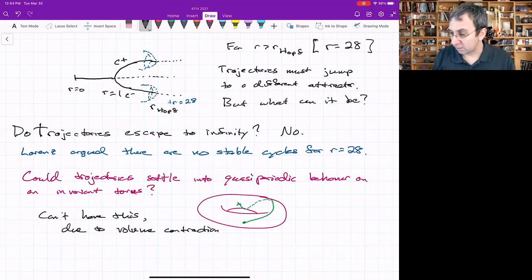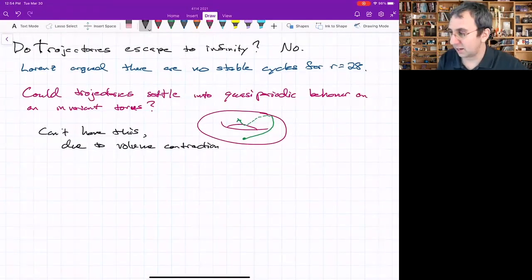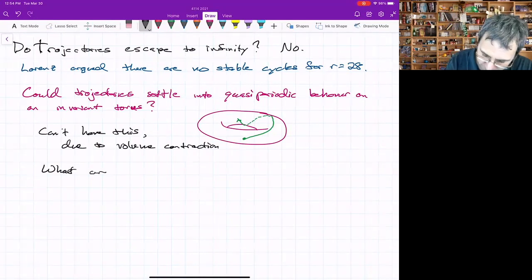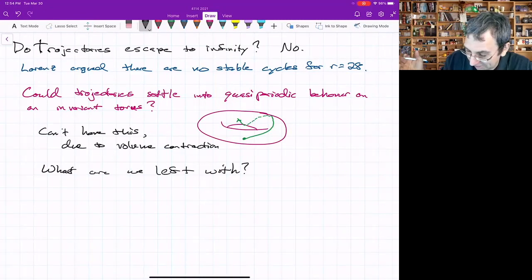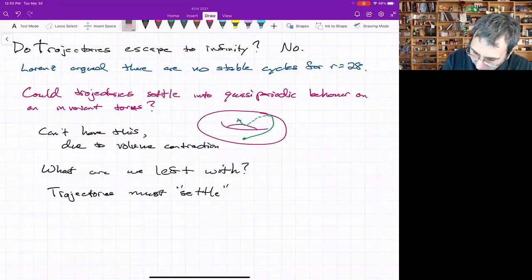So what is there? What we're left with is things are bounded. It must be settling down onto something else that's not quasiperiodic. So this is that line from Sherlock Holmes that once you've eliminated all the other possibilities, then whatever's left must be the case. What are we left with? We're left with, it's not periodic, it's not quasi-periodic, it's not a fixed point, everything's bounded. Trajectories must settle into some other weird thing, an object of zero volume.